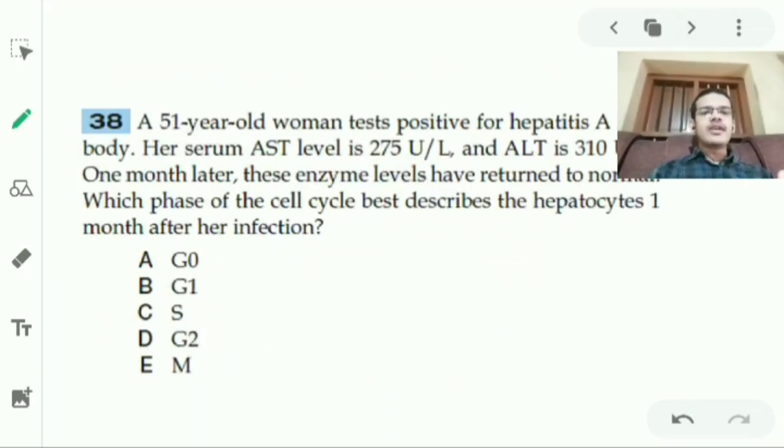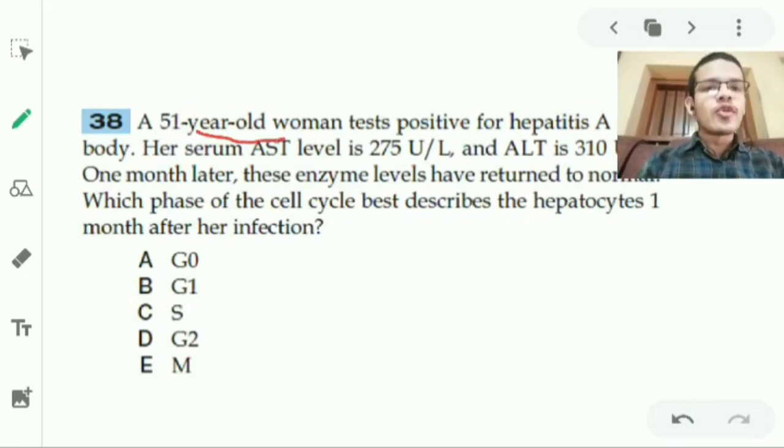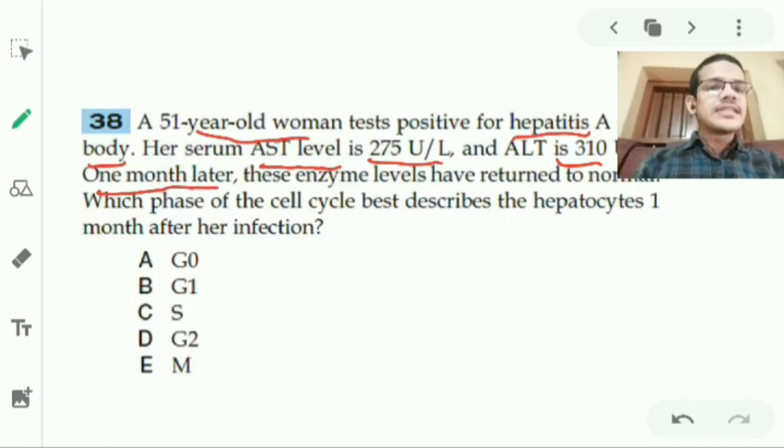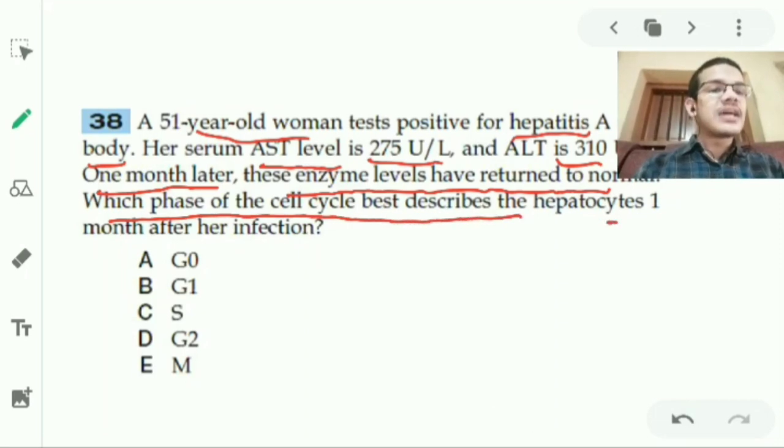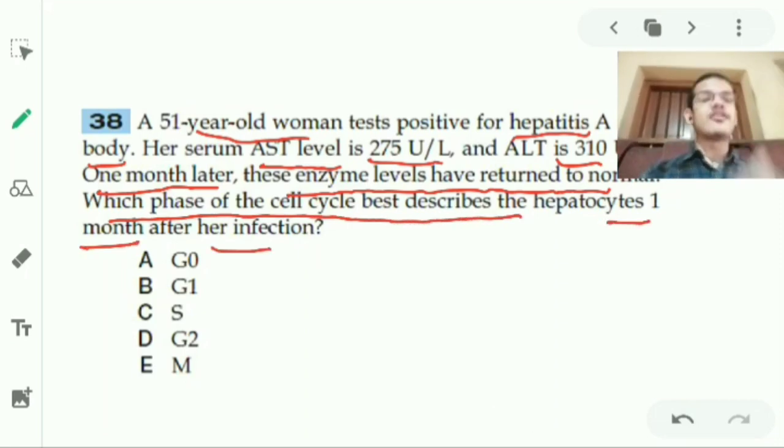A 51-year-old woman tests positive for hepatitis A. Her serum AST level is 275 units per liter, ALT is 310 units per liter. 1 month later, these enzyme levels have returned to normal. What phase of the cell cycle best describes the hepatocytes 1 month after her infection?